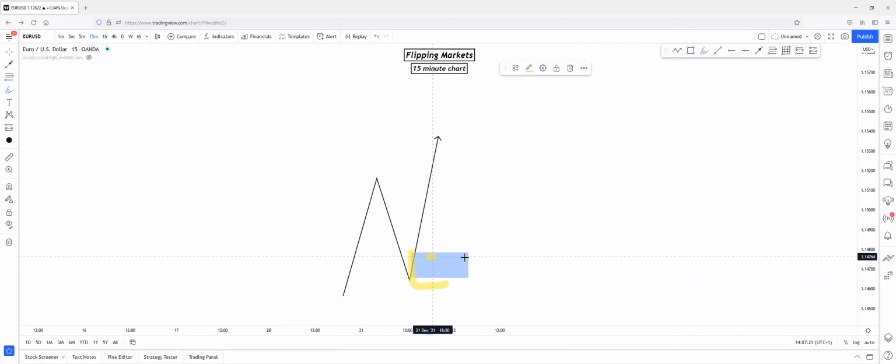Let's say this demand zone was created because it created an inefficient move to the upside, broke structure, and swept or created some liquidity. So this demand zone will stay unmitigated unless price taps into this zone and collects all of the orders that are resting on this zone. If price steps into this zone, it will become mitigated.